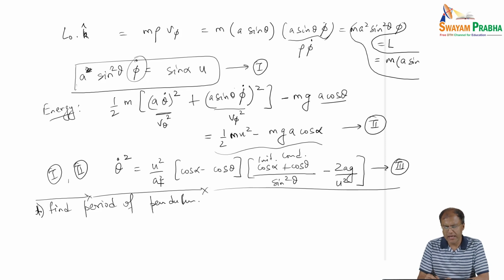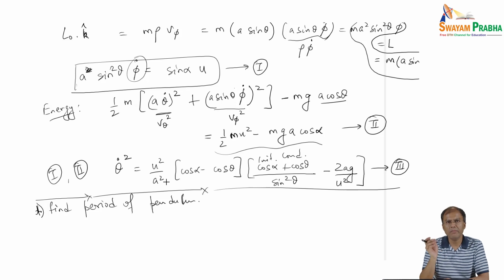To find the period of the pendulum, notice that we can call this last equation number 3. Equation 3 is already an equation governing the motion of theta. All we have to do is integrate this equation within certain bounds. So we have to find the lower limit of theta and the upper limit of theta where the pendulum rotates. Right, so that is what we will find.